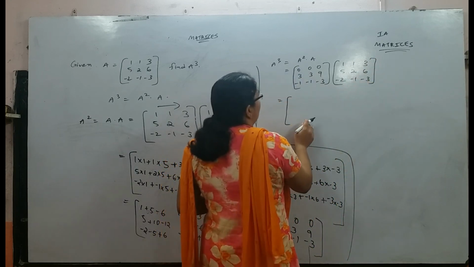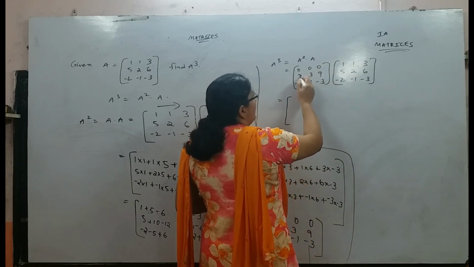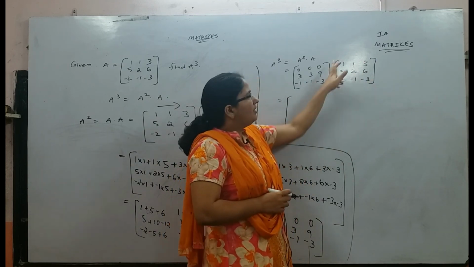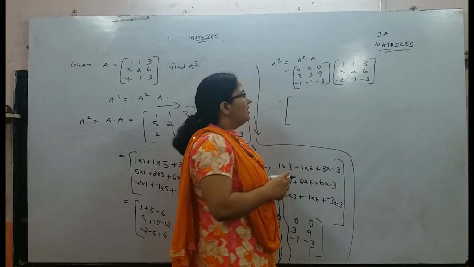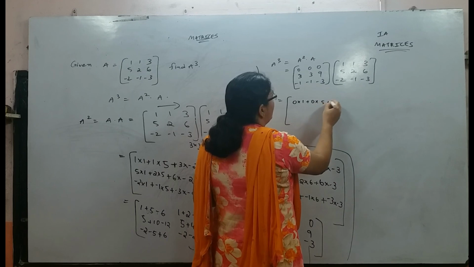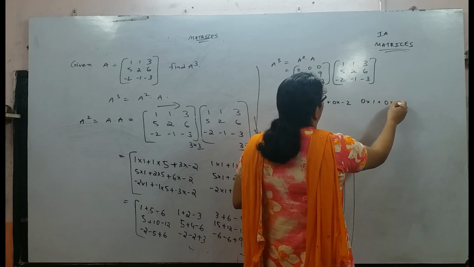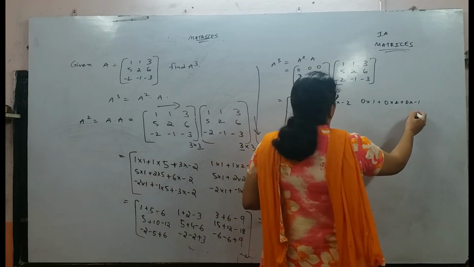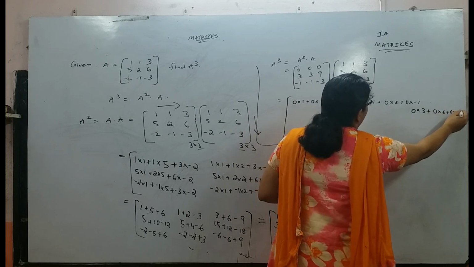So you have to multiply rows with columns. First row first column, first row second column, first row third column, second row first column, second row second column, second row third column, third row first column, third row second column, third row third column. That is how you have to multiply. Now see here. 0 into 1 plus 0 into 5 plus 0 into minus 2, 0 into 1 plus 0 into 2 plus 0 into minus 1, 0 into 3 plus 0 into 6 plus 0 into minus 3.